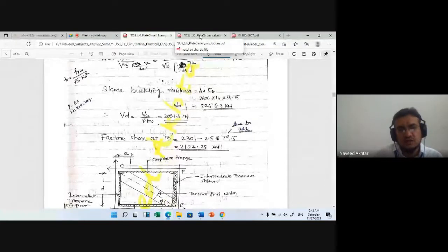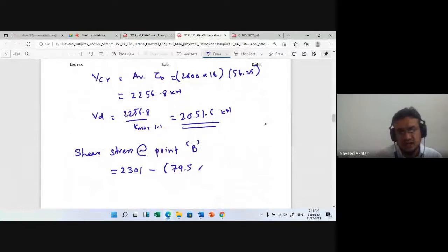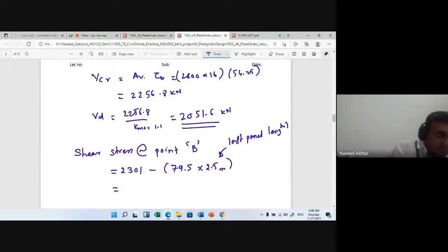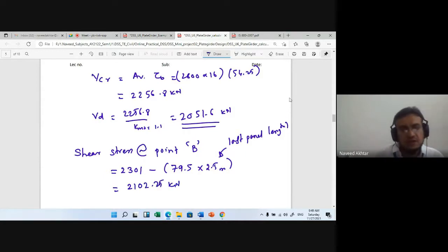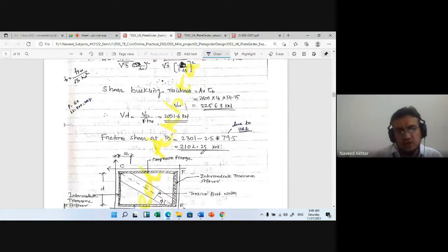So this 79.5 UDL into 2.5 meter. This is the last panel length. Okay. So it will give the shear at the point B. So maximum shear at point B, 79.5 into 2.5, okay, 198. So 2301 minus 198 gives 2102.25 kilonewton. Okay, so shear at B you can calculate as 2102.25 kilonewton.